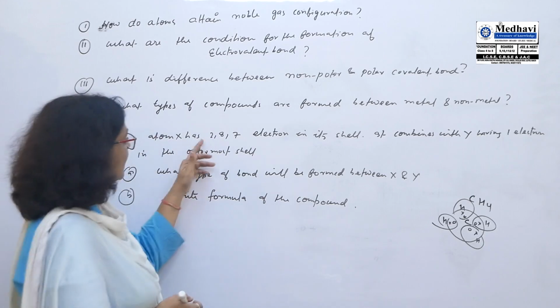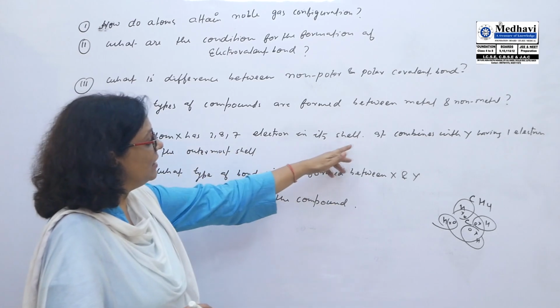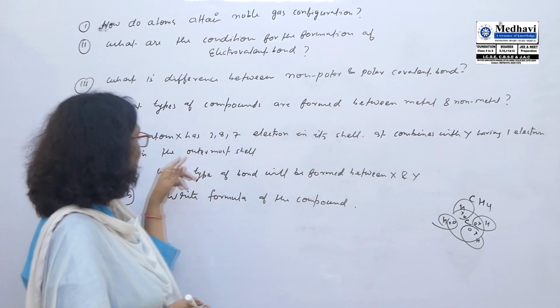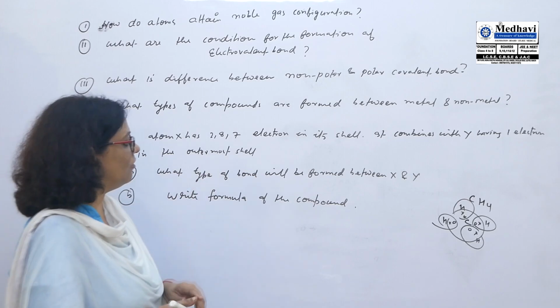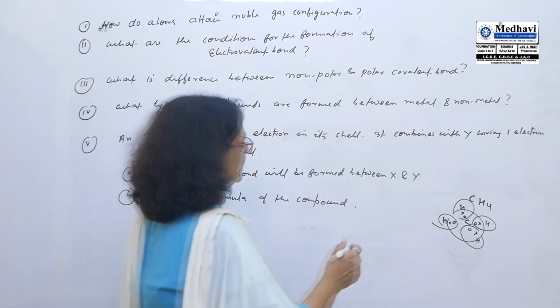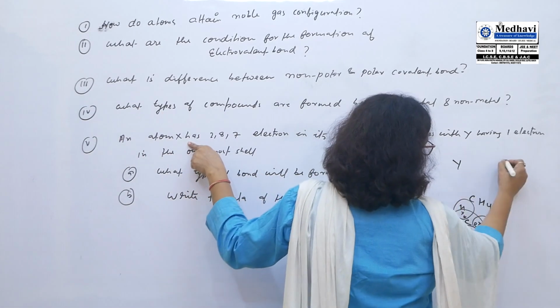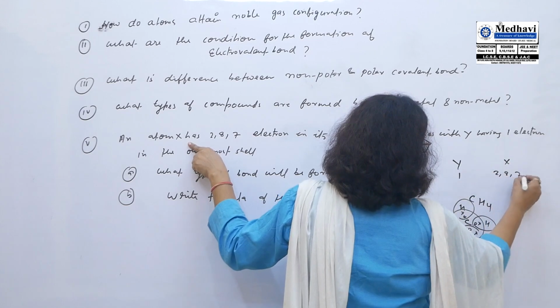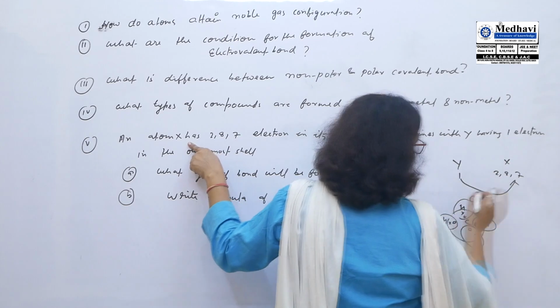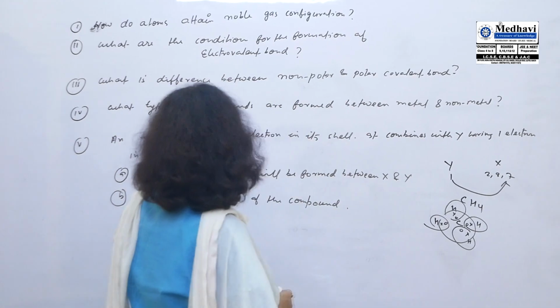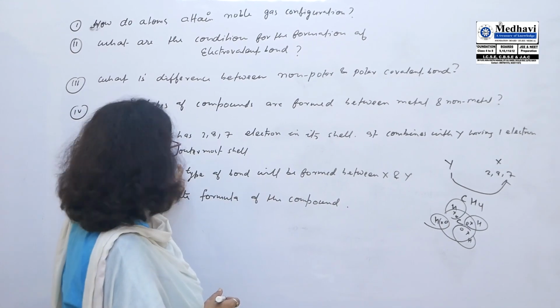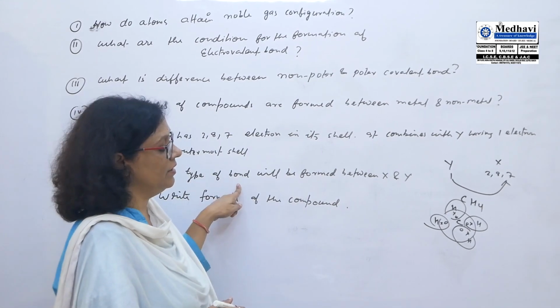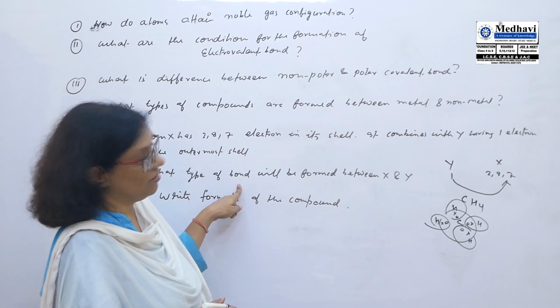Next, an atom X has electron shell configuration 2, 8, 7. It combines with Y having one electron in the outermost shell. What type of bond will be formed between X and Y? Y has one electron in the valence shell, and X has 7 electrons in the valence shell. So an electron is going to be transferred from Y to X. So what type of bond will be formed? It will be an electrovalent compound.